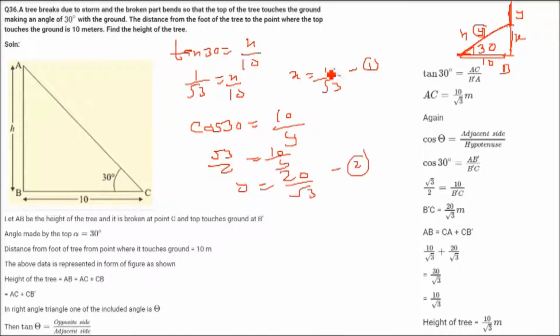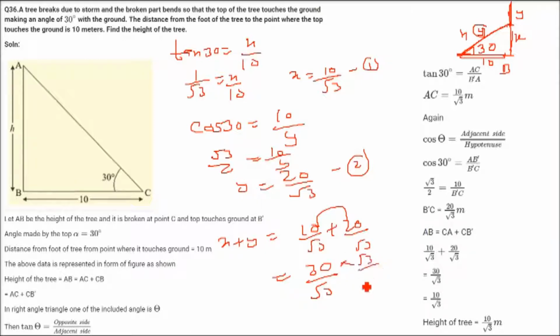So this is x, this is y. We have to add these two. So let us add x plus y. 10 by root 3 plus 20 by root 3. Because the denominators are same, we add these. So 30 by root 3. What you can do here is, you can just multiply numerator and denominator by root 3, because this is the actual answer, right? Root 3 times root 3 is going to be 3, and this is going to be 10. So it is going to be 10 root 3.